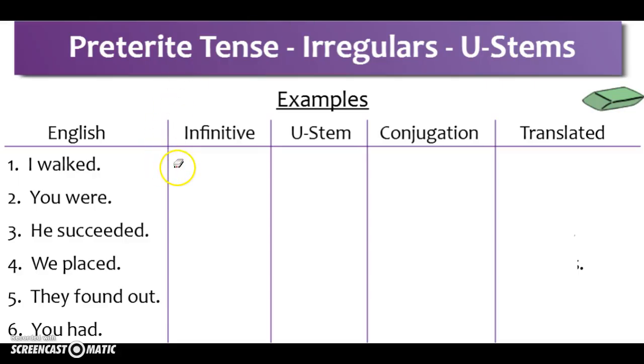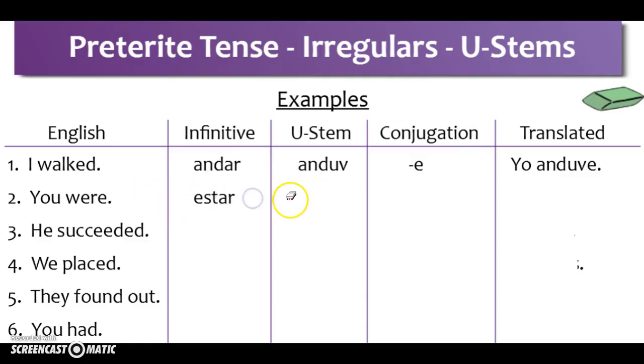I walked. We're going to start with the infinitive andar, our U stem anduv, our conjugation of e, and our full translated sentence, yo anduve. You were, estar, becomes estuv, add the ending of iste. Sorry, there's a typo on that one. We want tú estuviste.